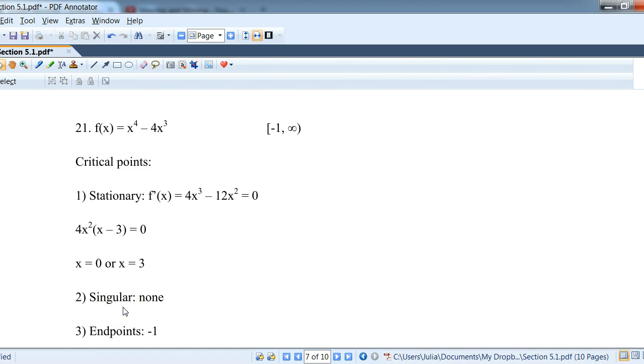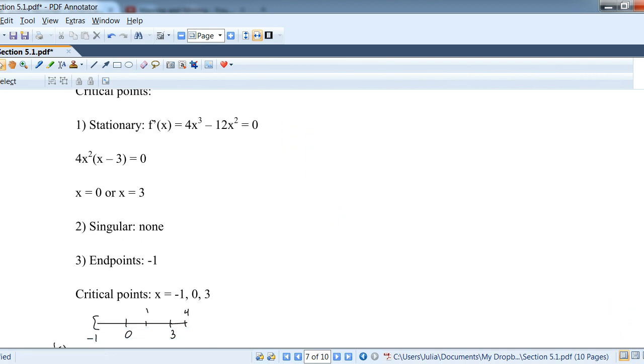Again, we do not have any singular points because the derivative is always defined. There is no denominator, there are no radicals, so it would be defined for any x. And there is a single endpoint that we have, which is -1. Infinity does not count as the endpoint.